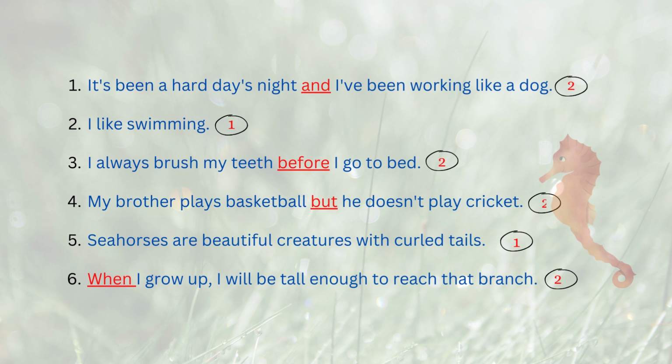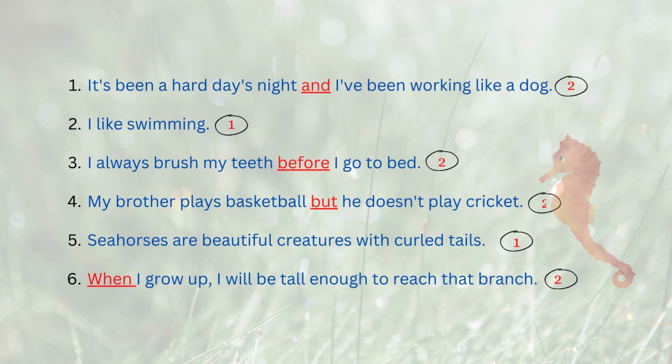Number 5, seahorses are beautiful creatures with curled tails. Well, that's just a simple sentence with one main clause. I wonder if you were thinking maybe with curled tails is a clause, but as you can see, it hasn't got a verb. With curled tails, it's just a descriptive phrase.